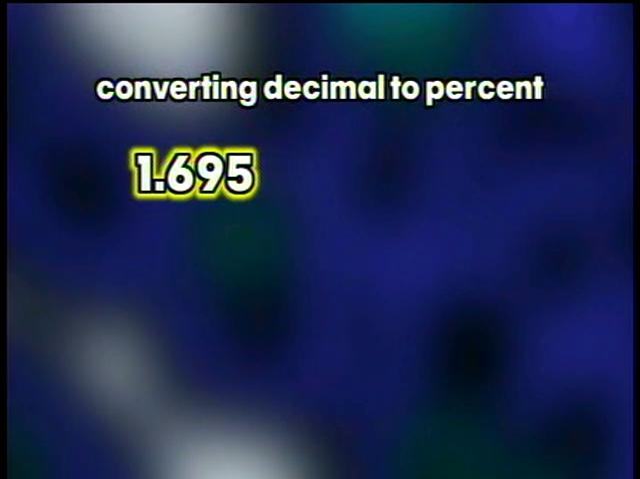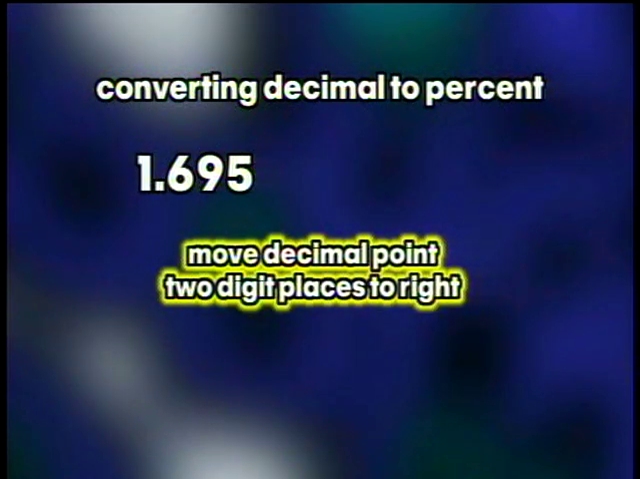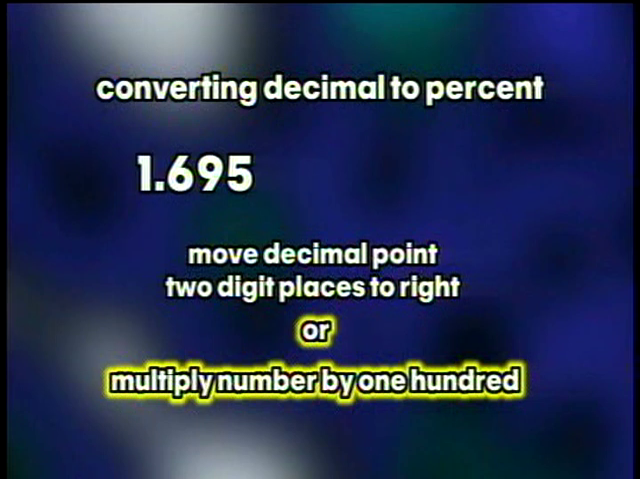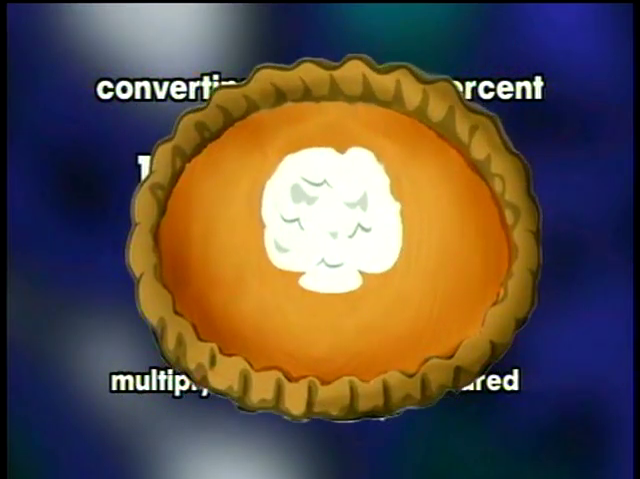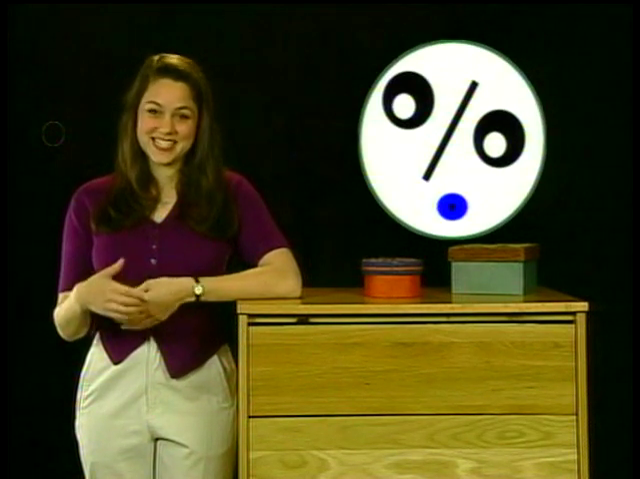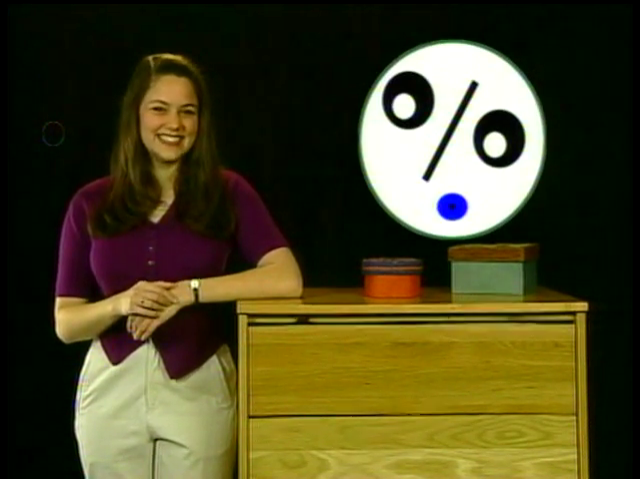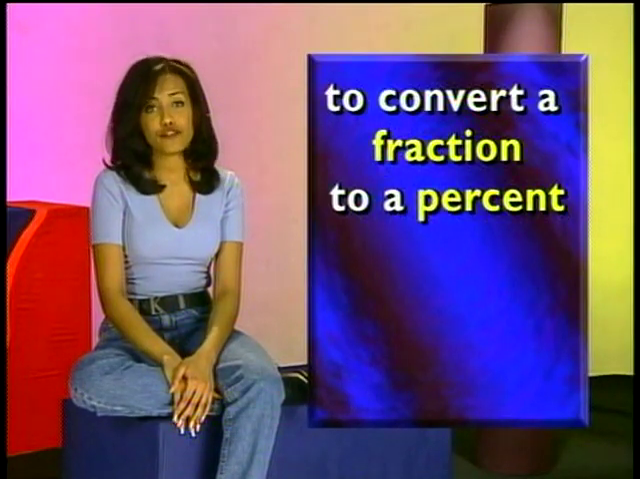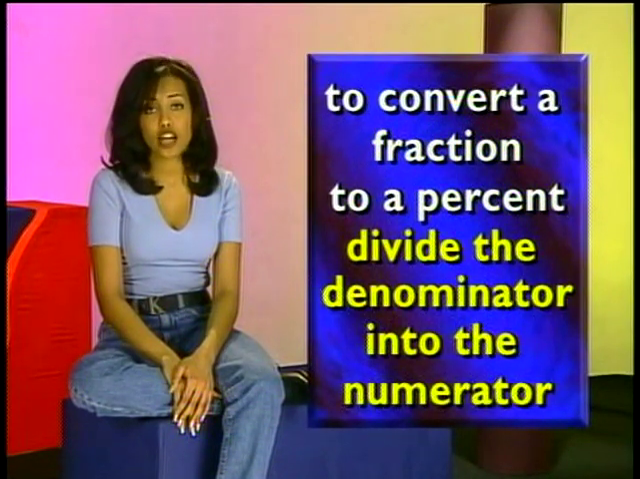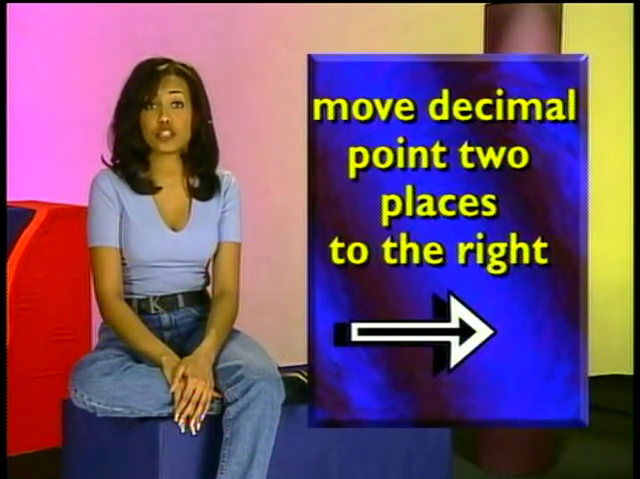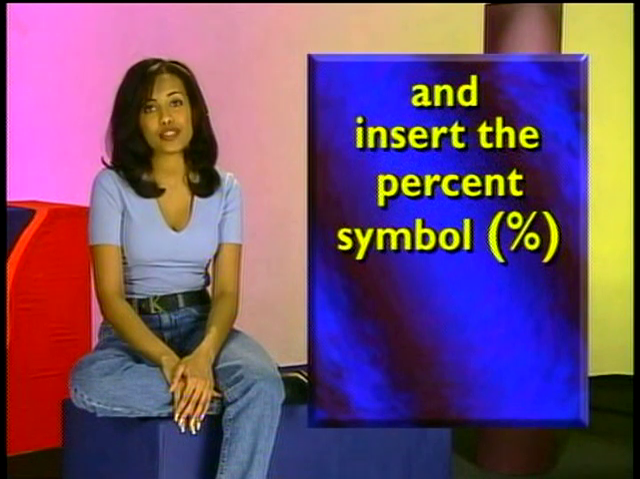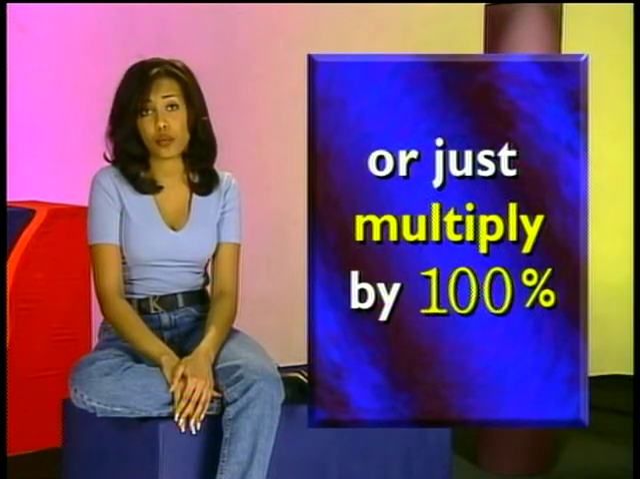To make this number a percent, we again move the decimal place 2 digits to the right, or multiply it by 100. So, the decimal 1.695 becomes 169 5/10%. Simple as pie. And when you're doing percent problems, write the sign like this, to brighten someone's day. To convert a fraction to a percent, you divide the denominator into the numerator. Once you have a decimal, then you move the decimal 2 places to the right and insert the percent symbol. Or you can multiply by 100%.